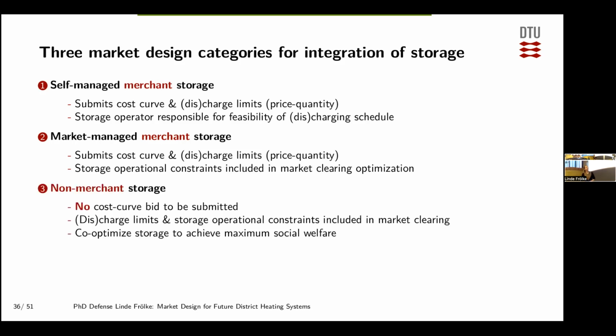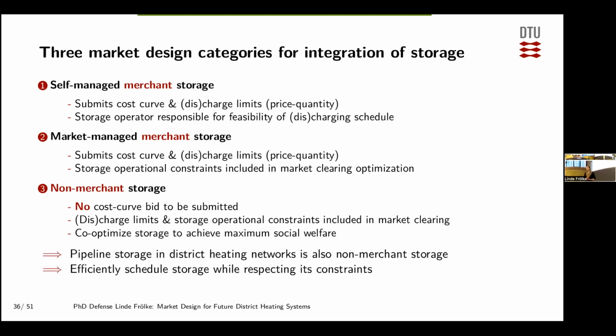And as a third alternative, we consider what we call non-merchant storage. The difference with the previous category is that a cost curve is no longer submitted. So this time only discharge limits and storage operational constraints are considered in the market clearing. The idea behind not submitting a cost curve is that the marginal cost that the storage has actually comes from the market, from purchasing energy in the market. So in this setup, the storage would be co-optimized to achieve maximum social welfare.